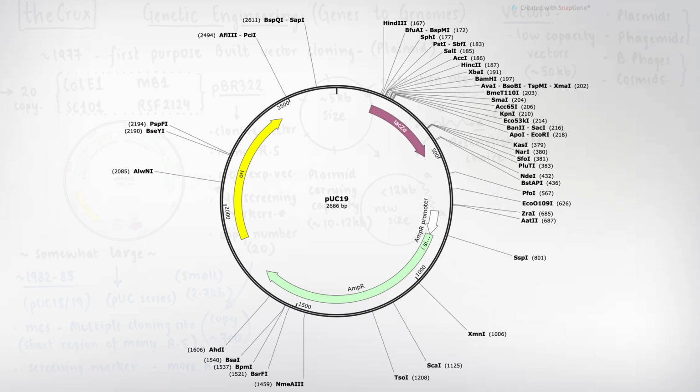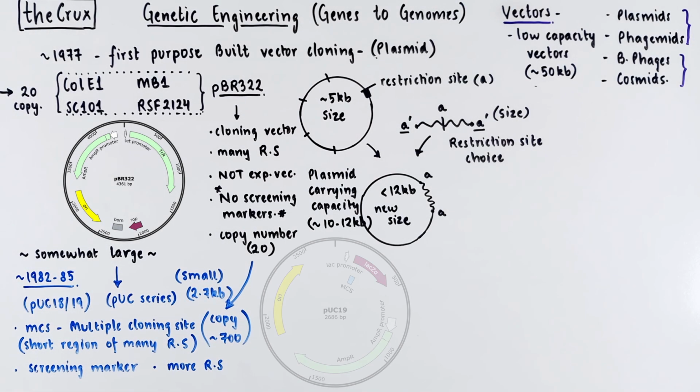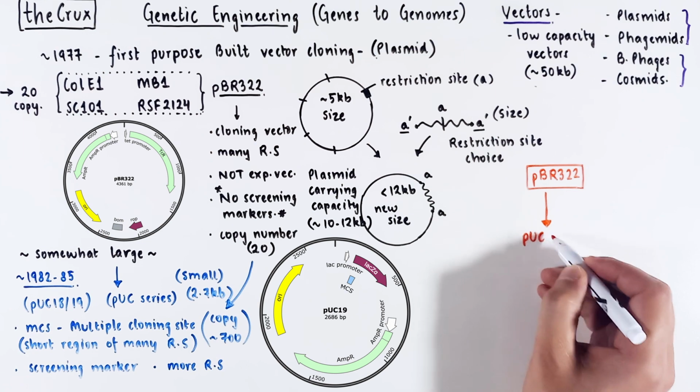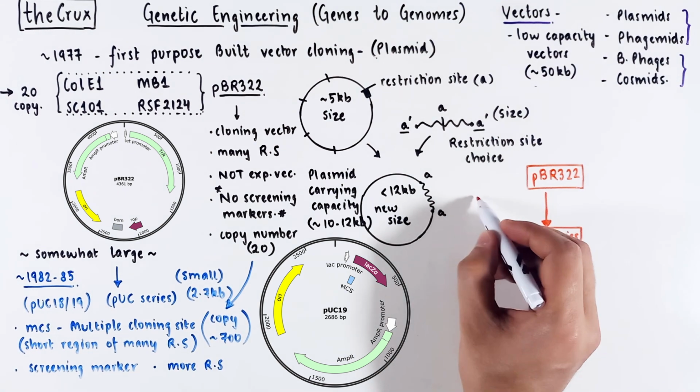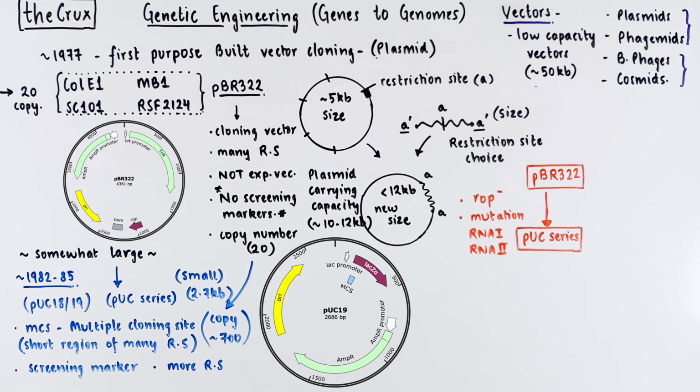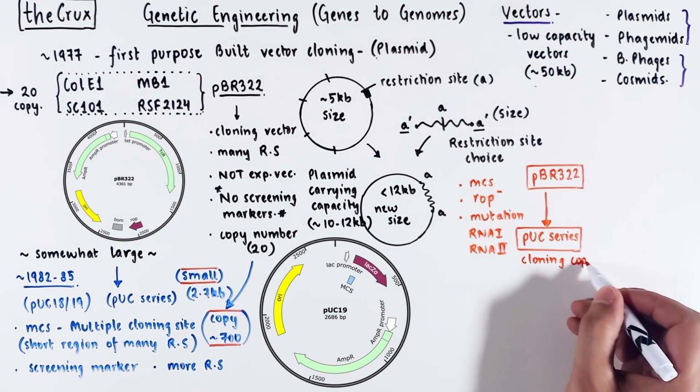The highlight in this plasmid is this LacZ alpha. This is a screening marker. In this LacZ alpha, there is a multiple cloning site containing 15 plus different restriction sites. So from pBR322 to pUC plasmid, the ROP gets deleted. The RNA1 and RNA2 pairing region is mutated. This helps cut down the plasmid size and increase the copy number. There's the MCS novelty as well. pUC is still a cloning vector.